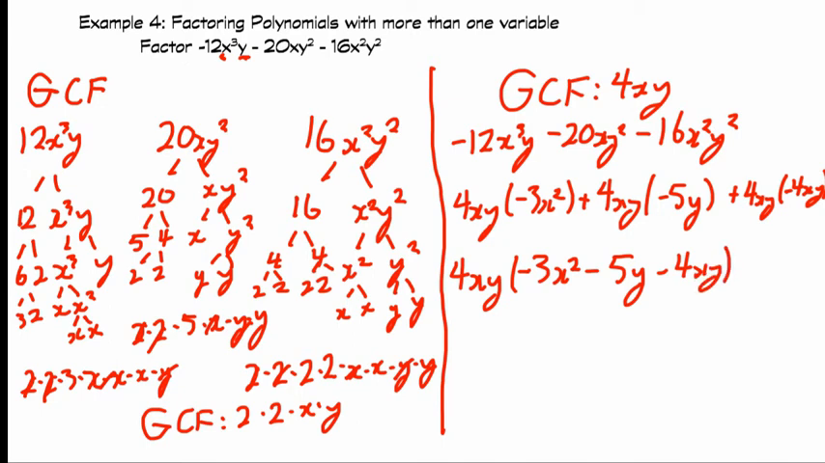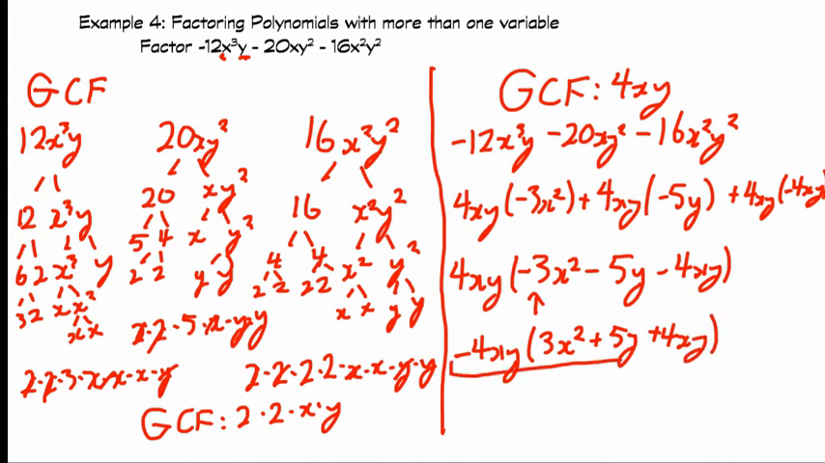Now this is the right answer. However, we do not like to have our first term as a negative number. So we will pull out a negative from every term and put it into our 4xy. So the negative 4xy, negative 3x squared becomes 3x squared. Negative 5y becomes plus 5y. And this becomes plus 4xy. So our answer is negative 4xy times 3x squared plus 5y plus 4xy.